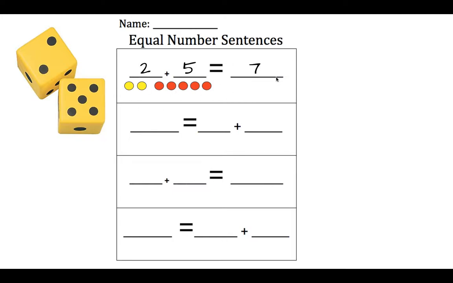So I know what needs to be on the other side of the equal sign so that they balance out or are the same. So when I put 5 and 2 together, it really is 7. So I put 7 on the other side of the equal sign.